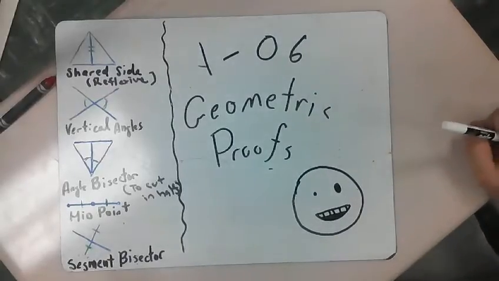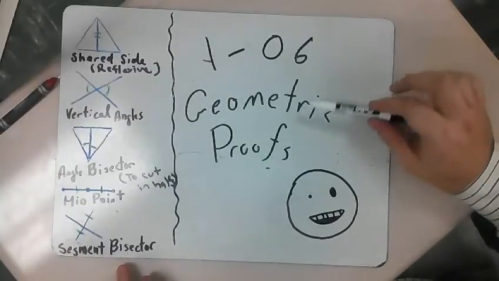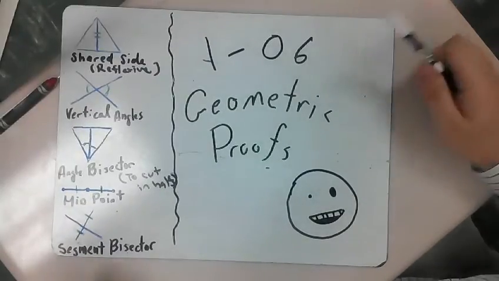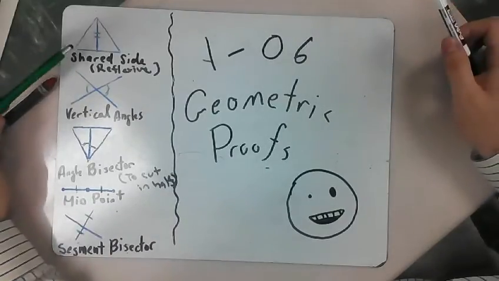Hey guys, okay, we're going to look at 1-06, and it's geometric proofs. This is the standard that we've been trying to build you guys up to. So we have to look at a couple of definitions first, many of which we are familiar with.